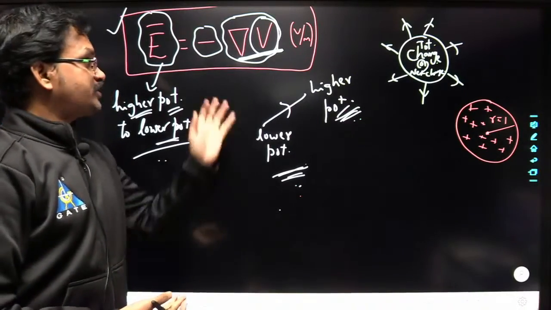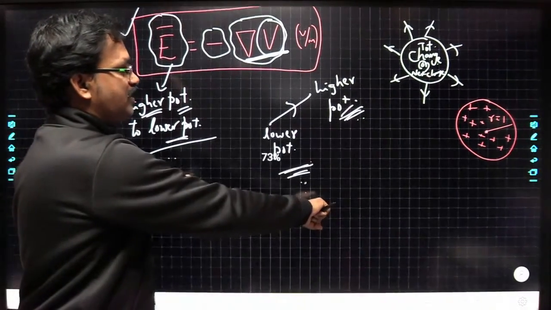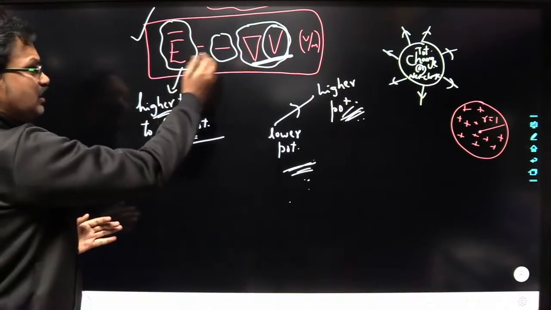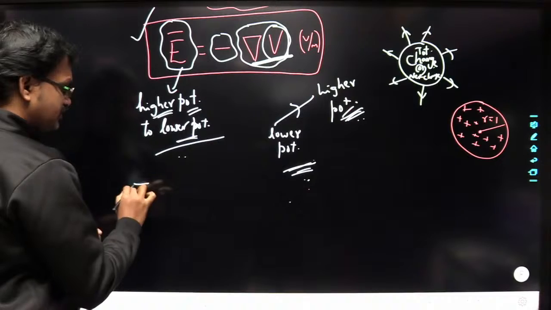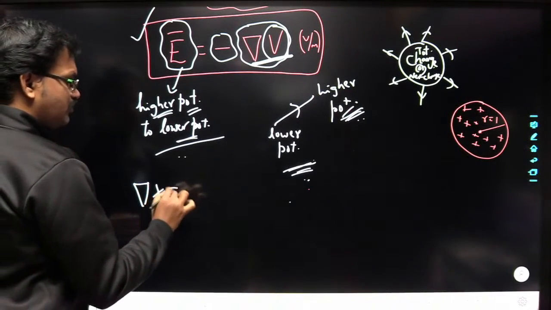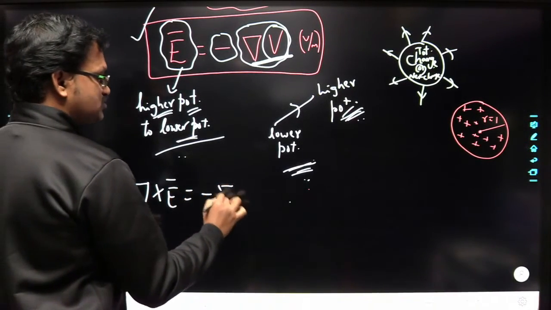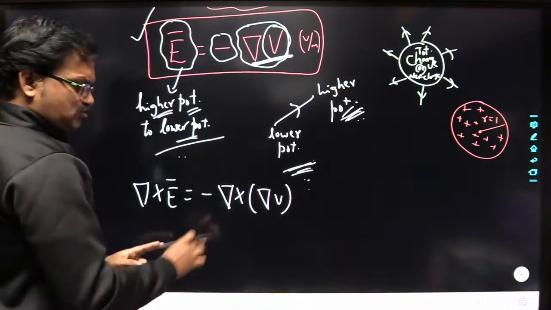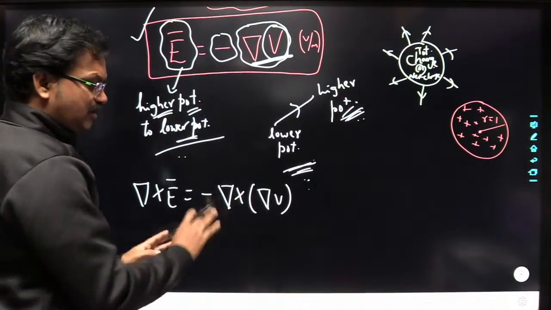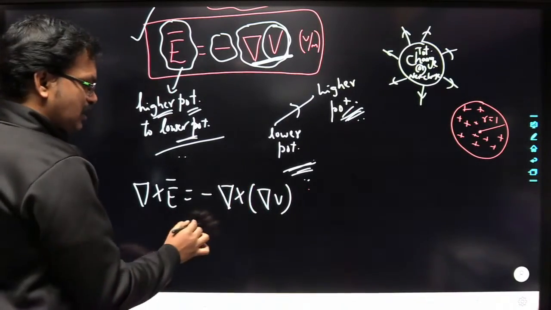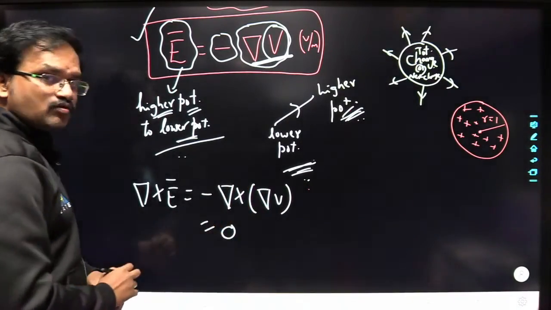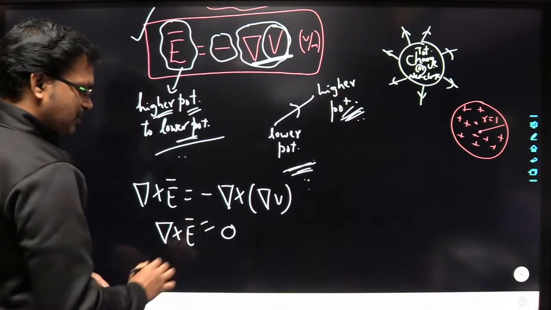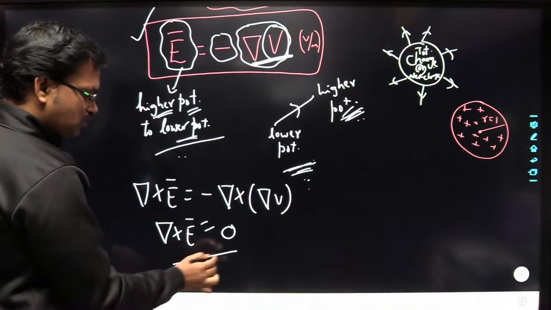Okay, so it is valid for only electrostatic fields here. If you take curl on both sides, what are you going to get? Curl of E bar is equal to minus curl of gradient of V. Curl of gradient of any scalar function is always equal to 0. So that means del cross E bar is always equal to 0.